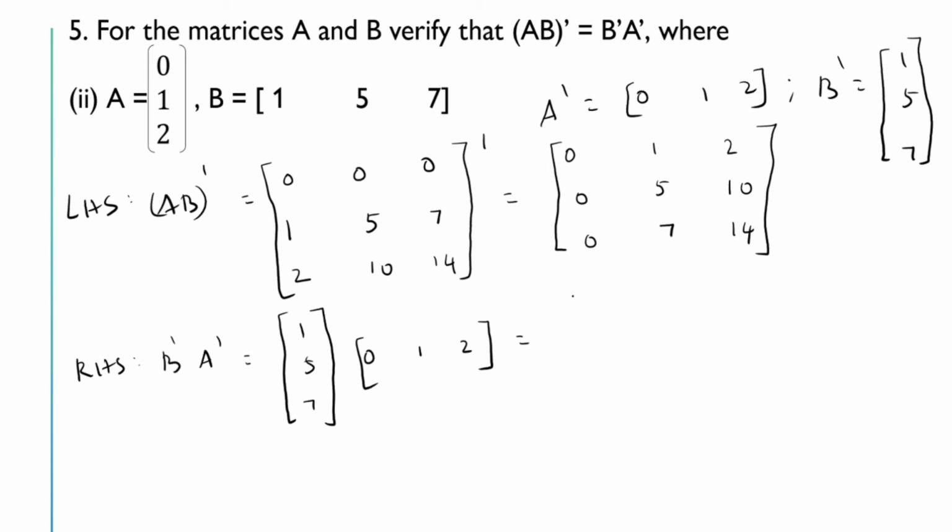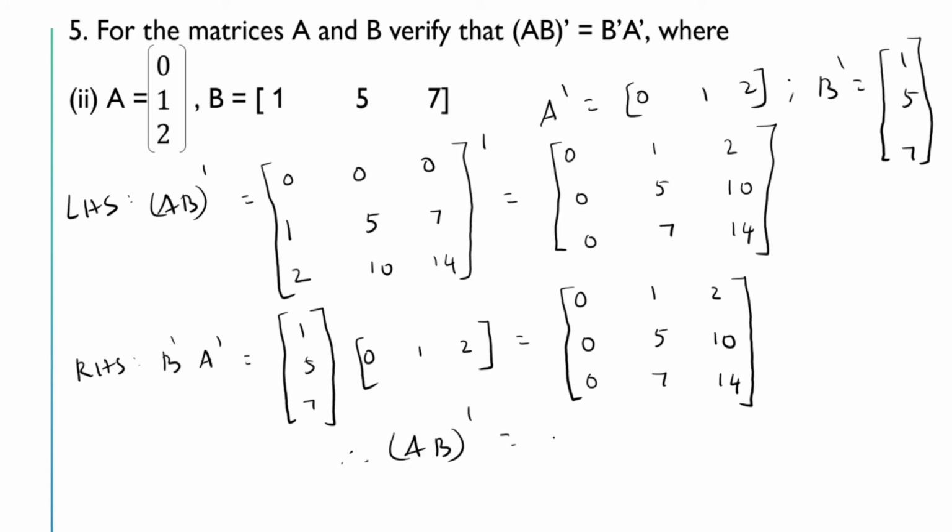So this will be equal to 1 into 0, 0, 1 into 1, 1, 1 into 2, 2, 5 into 0, 0, 5 into 1, 5, 5 into 2, 10, 7 into 0, 0, 7 into 1, 7, 7 into 2, 14. So we got these two matrices equal, which means (AB) transpose is equal to B transpose into A transpose. Therefore, (AB) transpose is equal to B transpose into A transpose.